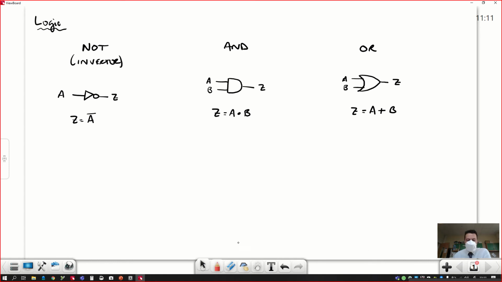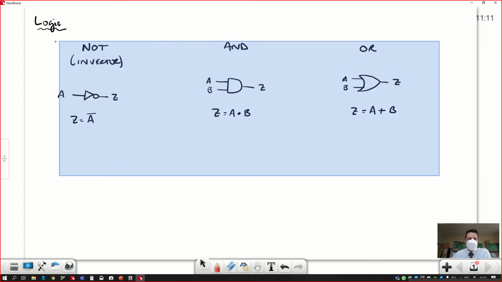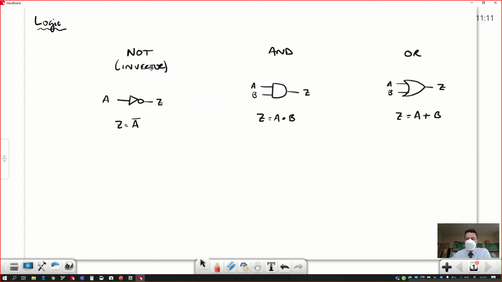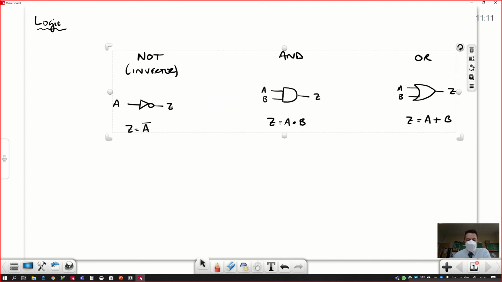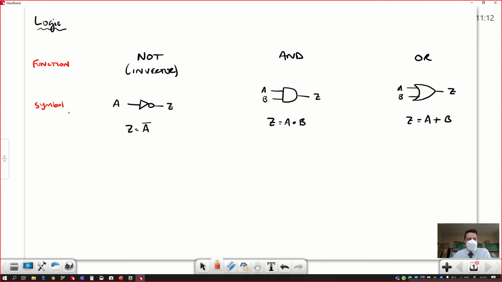So just to clarify, this is the function. This is the symbol. This is the Boolean term. And then we've got a truth table. Okay.